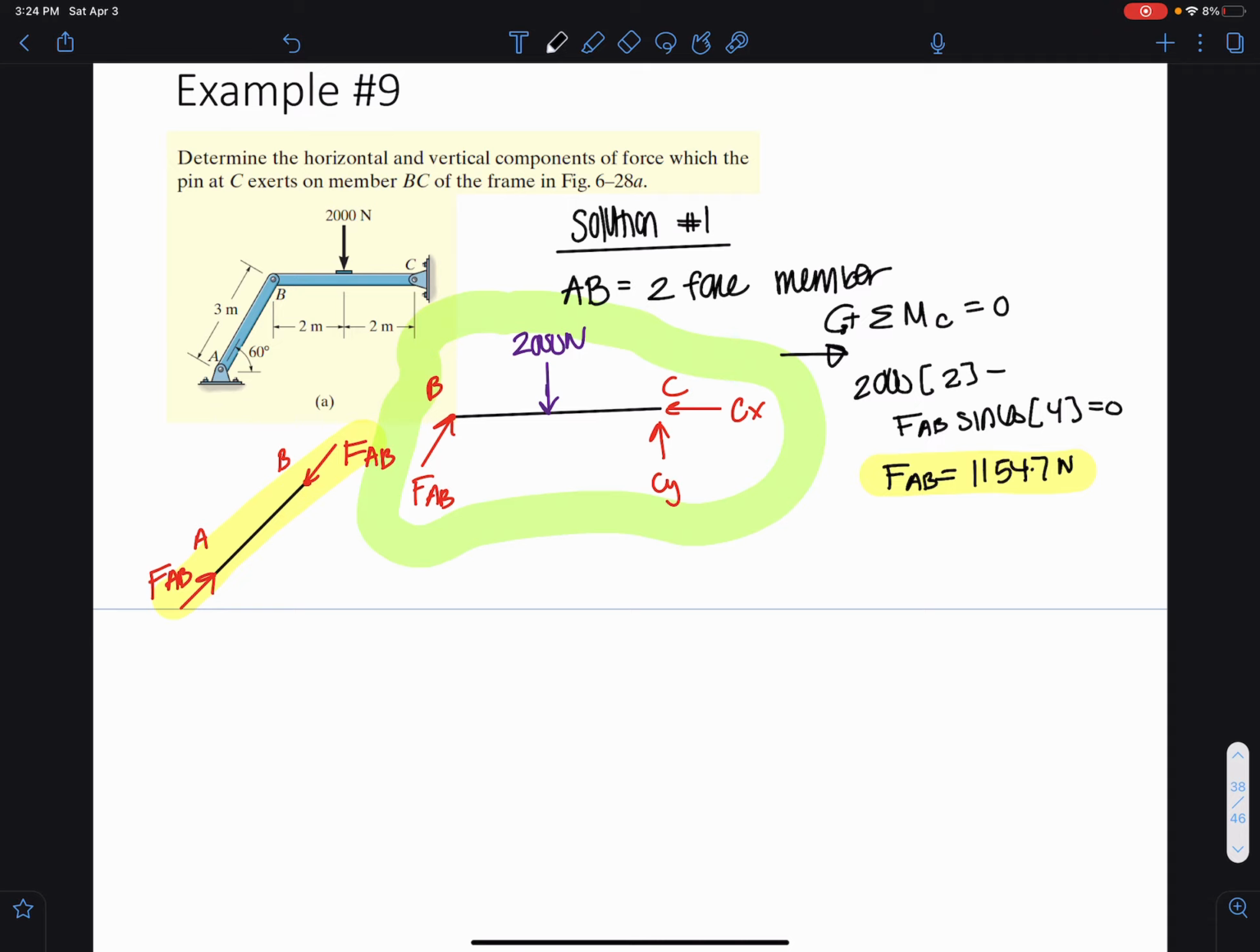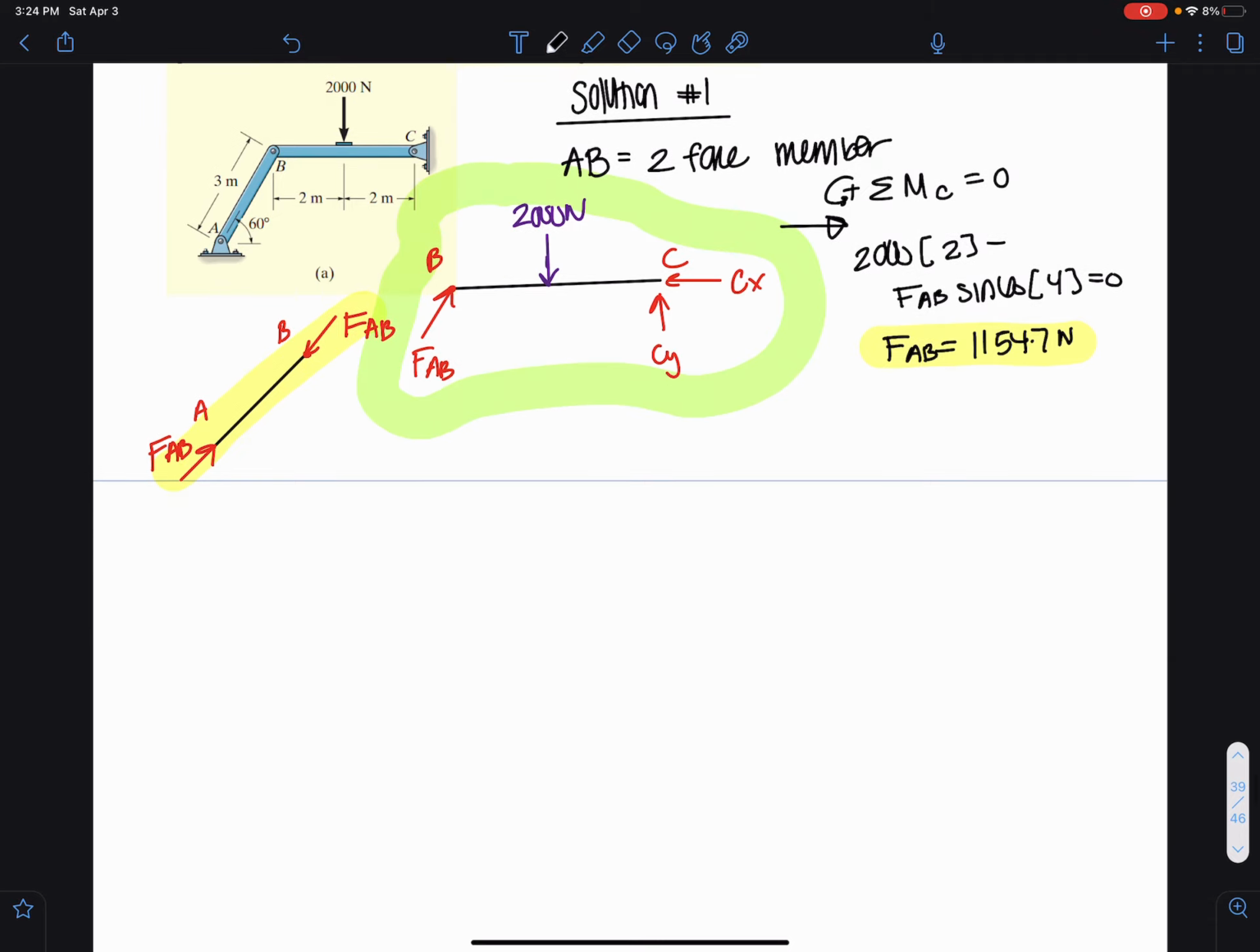Then I can continue and apply the rest of the equations of equilibrium. I have sum of Fx equals 0. This direction is positive. I get 1154.7 cosine 60, the 60-degree angle, minus Cx equals 0. I get Cx equals 577 newtons.